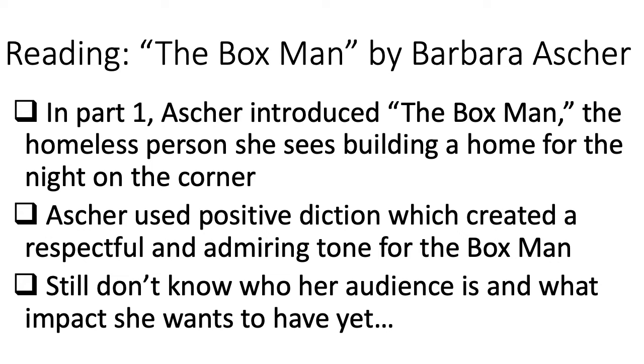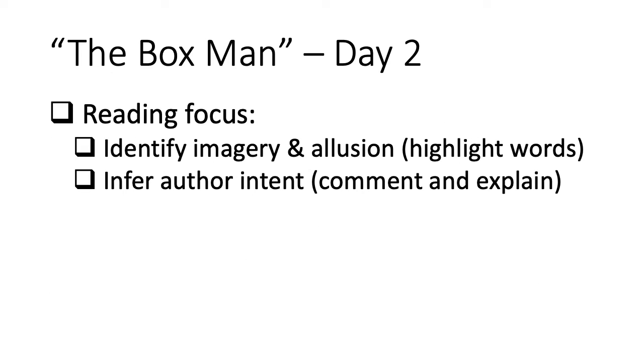Okay, so in part 1, just as a quick refresher, Asher introduced the Boxman, this homeless person that she sees building a home for himself on the street corner. She uses a ton of positive diction, which creates this very respectful and admiring tone for the Boxman and what he's doing. And we still don't quite know yet who her audience is and what impact she wants to have, but that'll continue to be something we circle back to, even though we might not figure it out until the very end of the reading.